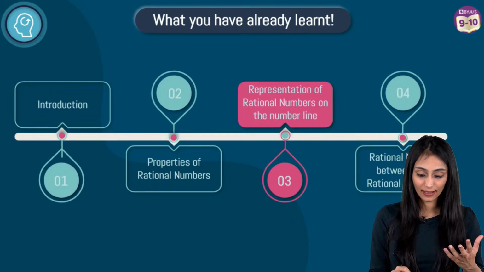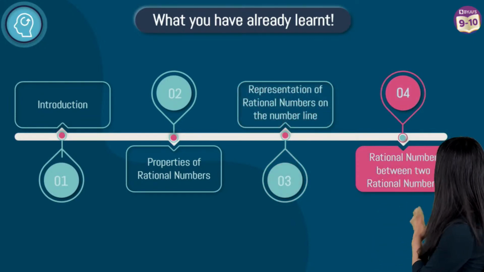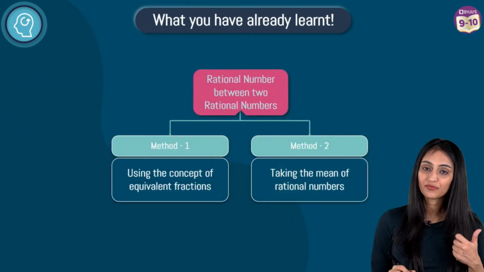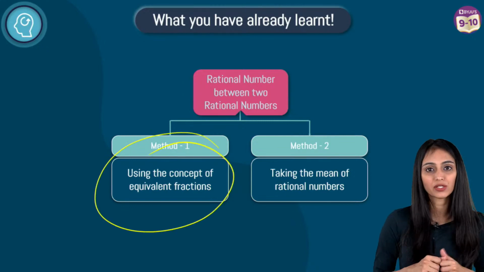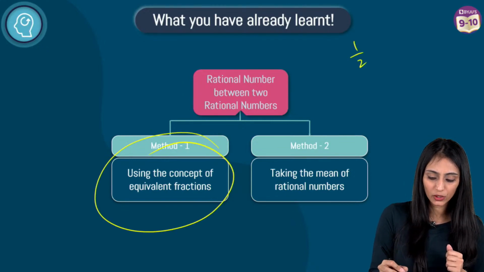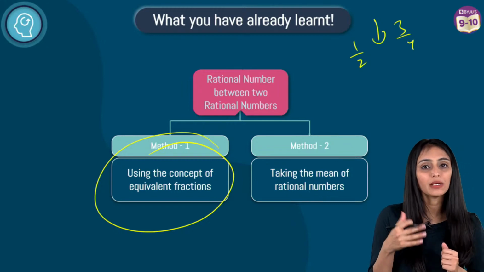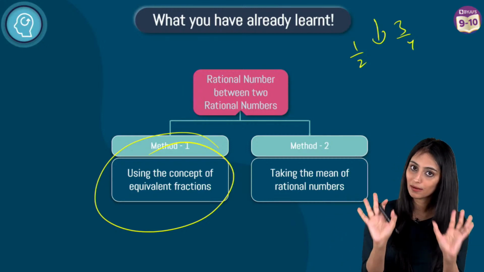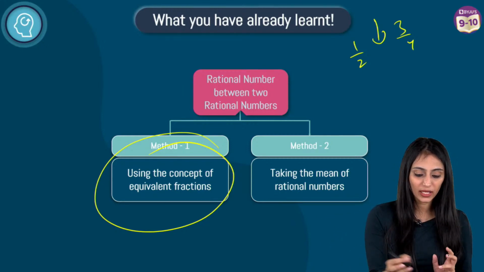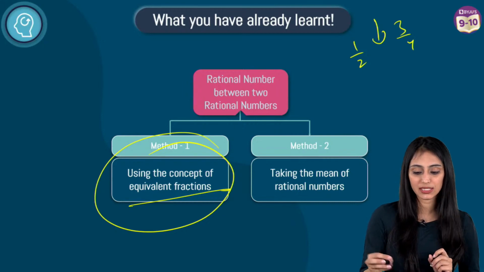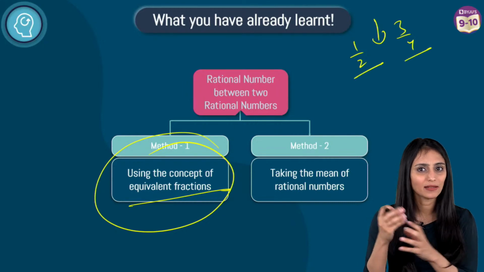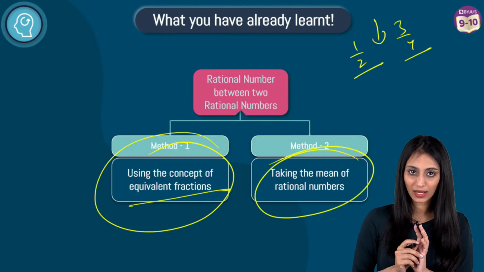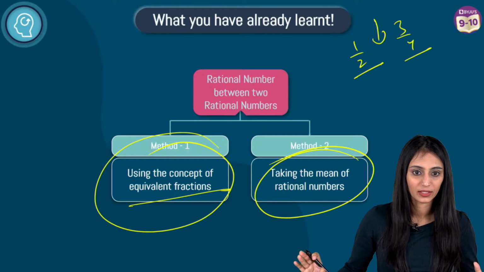Coming to the next thing, which is basically rational number between two rational numbers, right? So basically you have already learned about these methods, right? First method is using the concept of equivalent fractions, right? What we do is, let's say I have 1 by 2, I have 3 by 4. I have to find out a rational number between them. We know that between any two rational numbers, there are infinite rational numbers, right? So if I have to find out one rational number, what I can do is I can use the concept of equivalent fractions. That means we make the denominator same and then we look for a fraction, right? Another method is we take the mean of the rational numbers, right? I'm sure that this is clear to everyone.